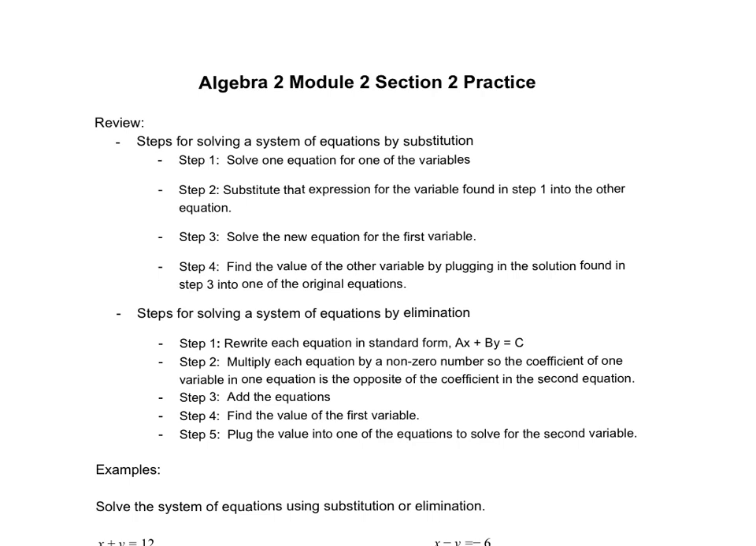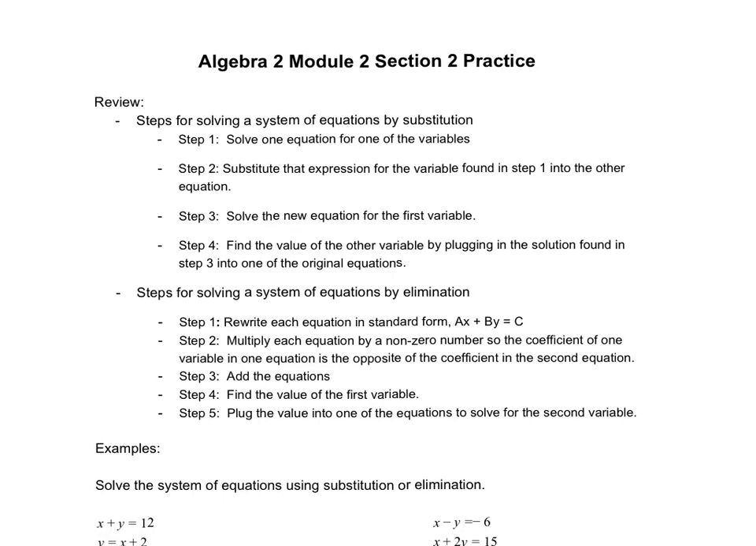Step 3 is huge. We're adding the equations together after they have the same coefficient but opposite signs. So we add them together. That allows you to find the value of the first variable, because one of the variables will eliminate when we do step 3. And then lastly, in step 5, we plug the value into one of the original equations to solve for the second variable. I find it's actually easier to follow the steps for substitution and elimination by doing an example, not so much as just reading the steps to understand the process. So I'm going to do an example of each.